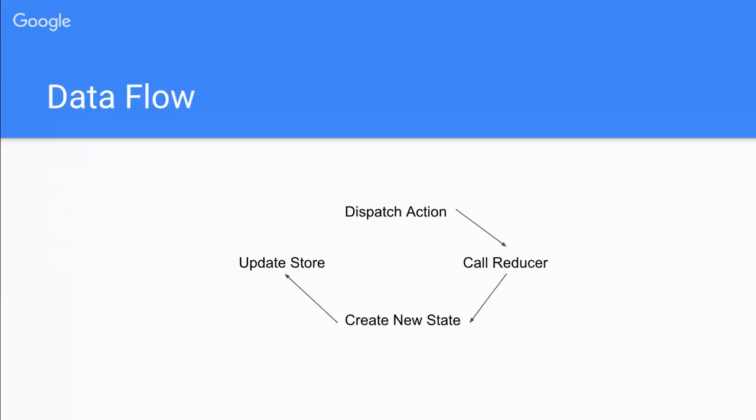So the other thing that is really nice with Redux is that the data flows one direction. So you don't have data bouncing back and forth between separate things. And you always know where the data is going and coming from. So it starts when you dispatch an action, which then in turn calls a reducer. And then that reducer will create the new state and then update the store. And then the store will then dispatch the next action when it's necessary.